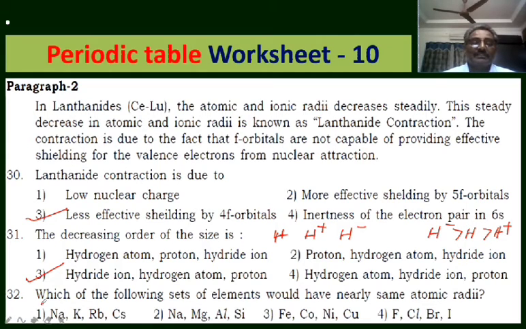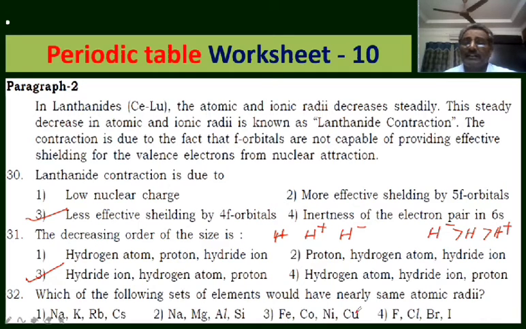Next, 32nd question. Which of the following sets of elements would have nearly the same atomic radii? Sodium, potassium, rubidium, cesium. When we move from top to bottom in a group, atomic radii increases. Sodium, magnesium, aluminum, silicon. When we move from left to right in the period, the atomic radii decreases.